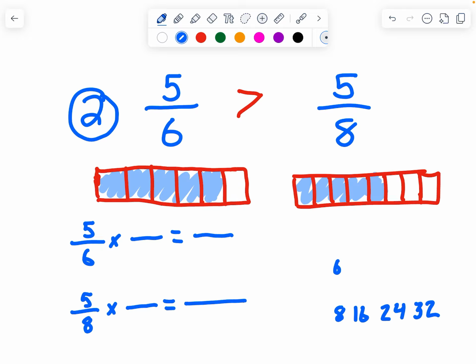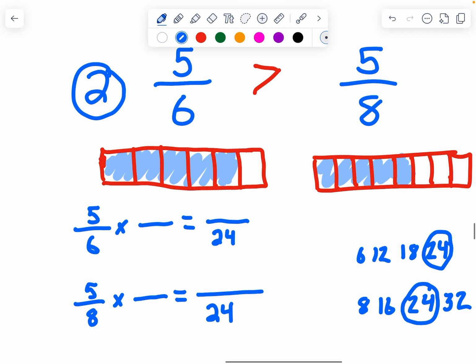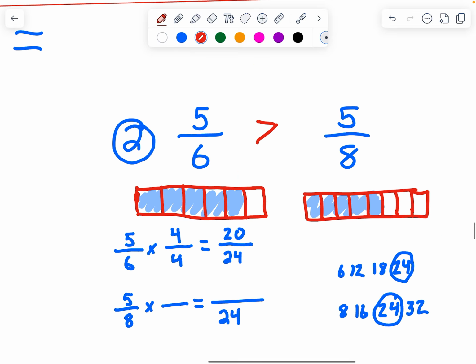I'm going to count by 6s. 6, 12, 18. Ooh, 24. Aha. So I can get both of these fractions to equivalent fractions with 24ths in the bottom. So let's think about this. What times 6 equals 24? 4. This must be 4/4 because it has to be a whole, because 5/6 times a whole will give me an equivalent fraction. 5 times 4 is 20. So we've just proven that 5/6 is equal to 20 24ths.